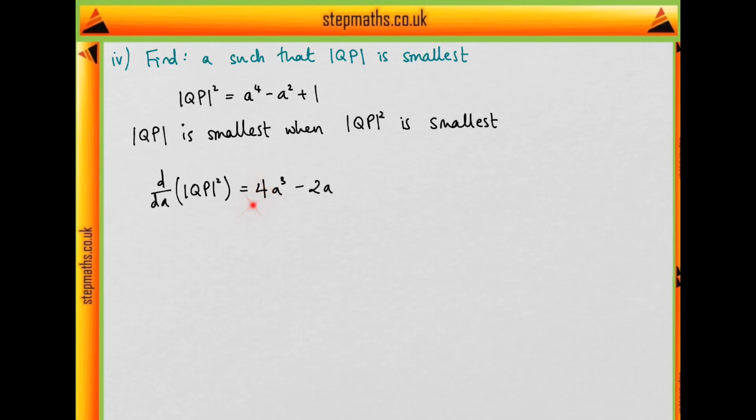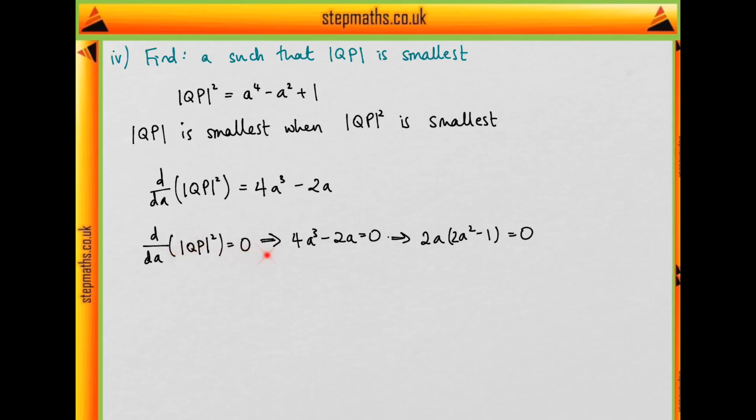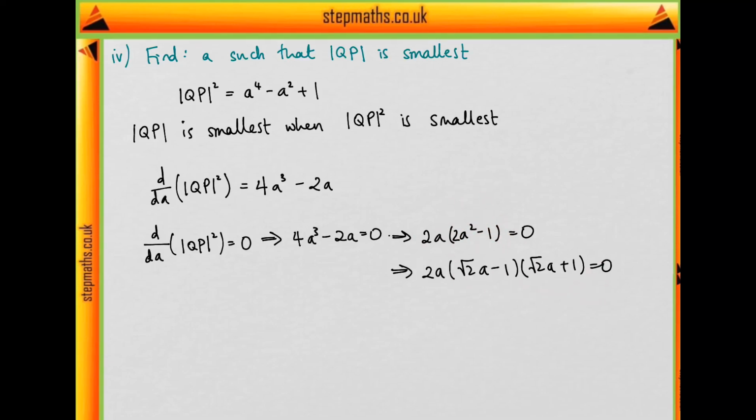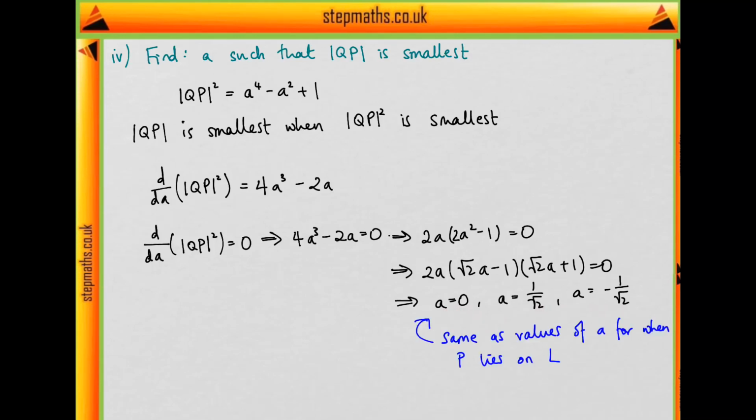So when we do, we see that we get 4a cubed minus 2a, and setting the derivative to 0, we see that we have this, and we can factorize this bracket further to get this, and so we see that a is 0 or plus minus 1 over root 2, which you might recognize as the same values of a for when P lies on L, which we found in part 2, which makes sense, right? Because Q is just some point on this parabola, and L is the perpendicular, and the shortest distance is the perpendicular distance. So it makes sense for P to be on the perpendicular from Q.